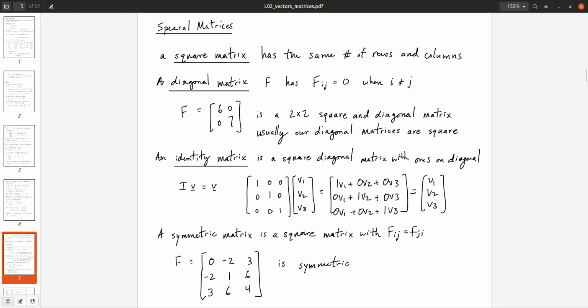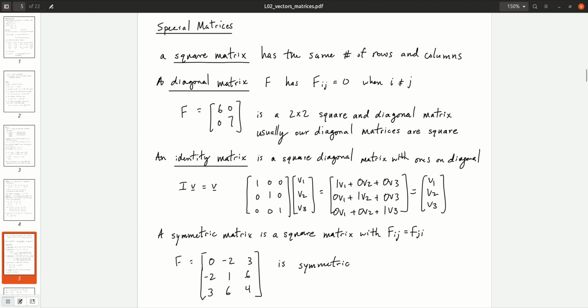So let's review the rules for doing matrix multiplication and show why this is true. So here's a 3 by 3 identity matrix, and here's a generic matrix V with 3 rows and 1 column. And we can do the matrix multiplication because the number of columns of this matrix is 3 and the number of rows of this matrix is also 3. So we can proceed with the matrix multiplication.